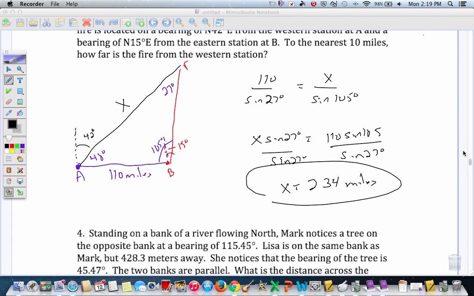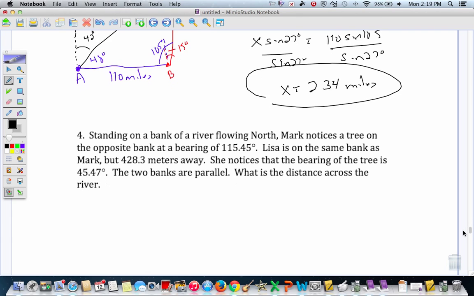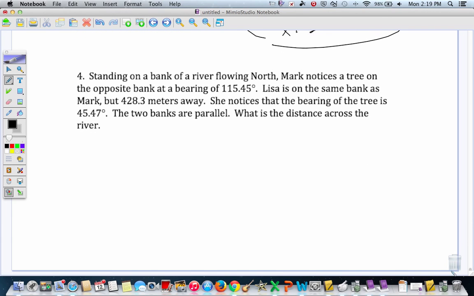Okay, so let's move on here to our next problem. And you can see as we read through this, standing on the bank of a river flowing north, Mark notices a tree on the opposite bank at a bearing of 115.45 degrees. Lise is on the same bank as Mark, but 428.3 meters away. She notices the bearing of the tree is 45.47 degrees. The two banks are parallel. What is the distance across the river?